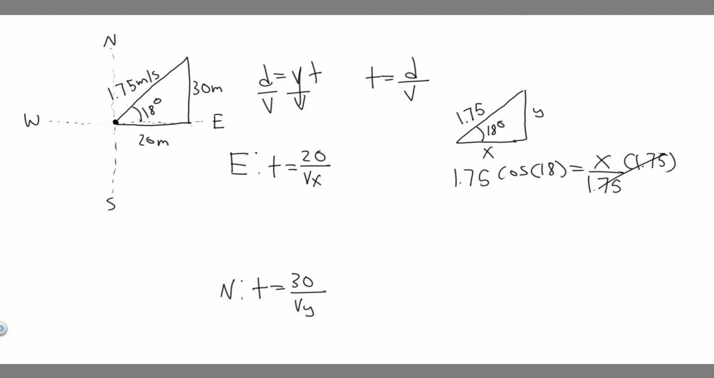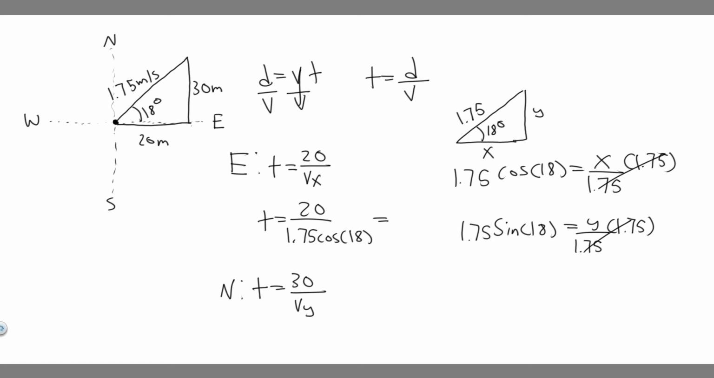And so now we have it. So t is just going to be equal to 20 divided by v sub x, which is 1.75 times the cosine of 18. I'll solve this in a second, but let's do the velocity in the y now. Just like the last one, we're going to solve for the y instead this time. But this one we use sine, because the sine of an angle is the opposite over the hypotenuse. The opposite in this case is the y, and you want to divide by the hypotenuse, which is 1.75. If you multiply both sides by 1.75, you'll get y, and this is the velocity in the y direction, because we use the velocity as the hypotenuse.